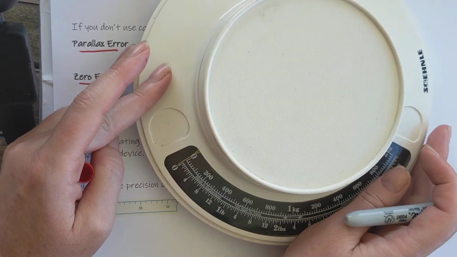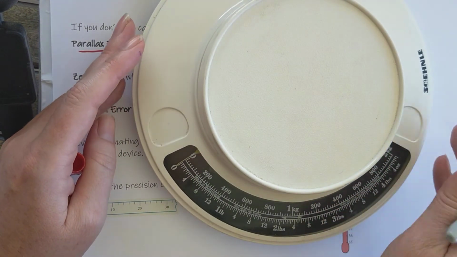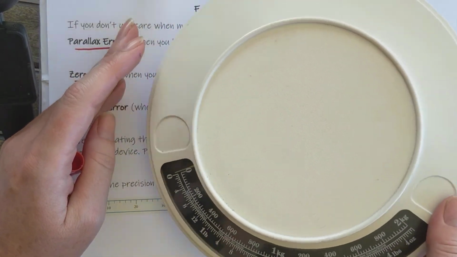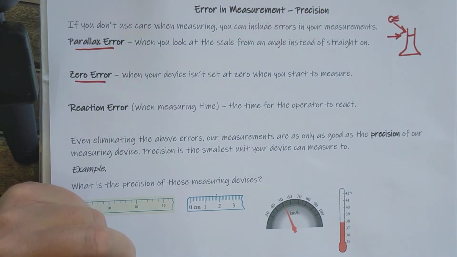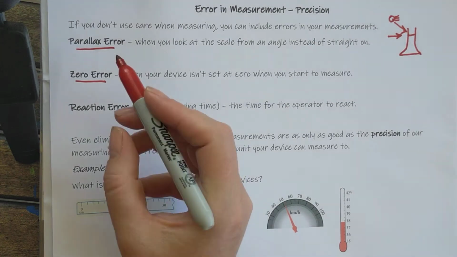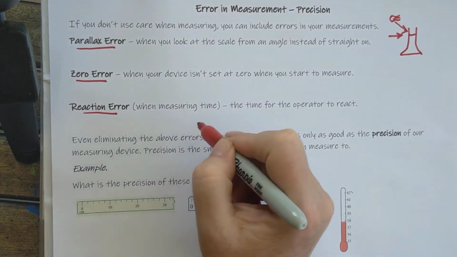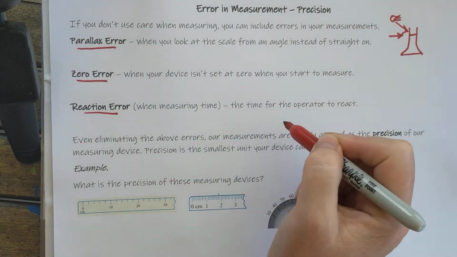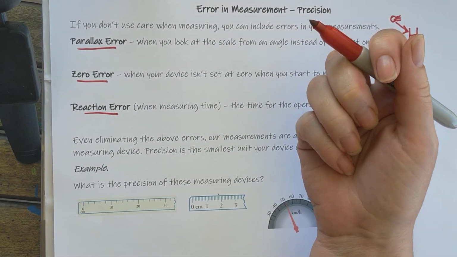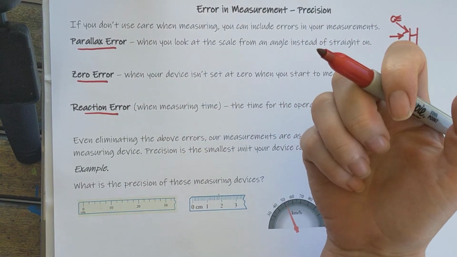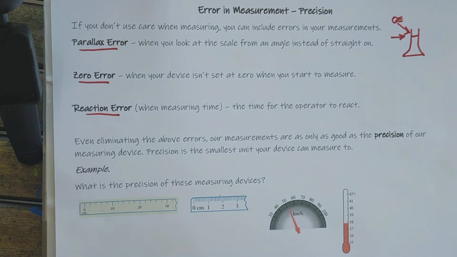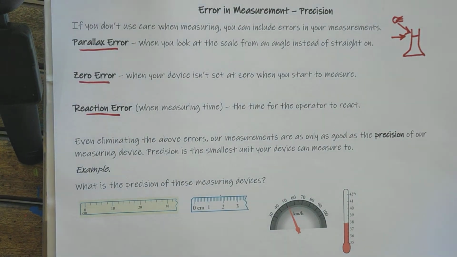It can be with a tape measure as well. If you don't put the tape measure at zero at the very start of where you're measuring from, you'll get a wrong error. The other thing is reaction error. So that's when you're measuring time. So that's the time for the operator to react. If I was using a stopwatch to measure how fast someone was running and I didn't press the button quick enough, then the measurement I took of how fast they were is actually wrong.